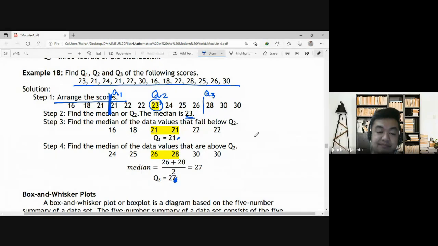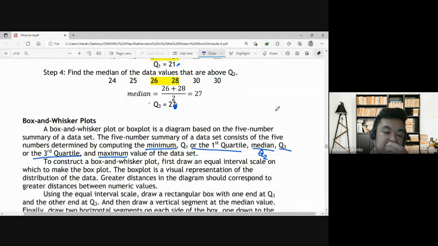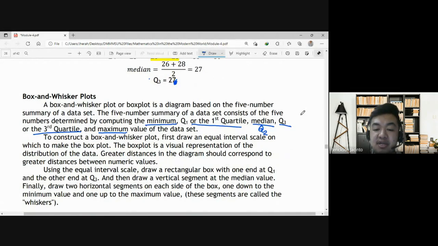Ano pa? Wala na ba? So after that one, the last part we have here is the box and whisker plots. Wherein ang kailangan natin sa box and whisker plot is the minimum number or the lowest number, the highest number or the maximum number, then yung quartile 1, quartile 2, and quartile 3.